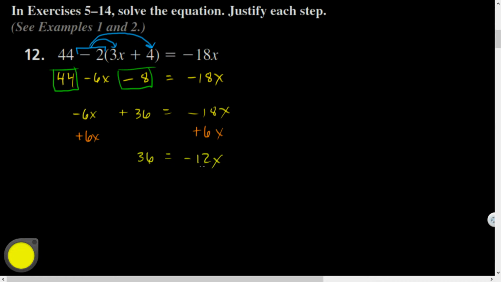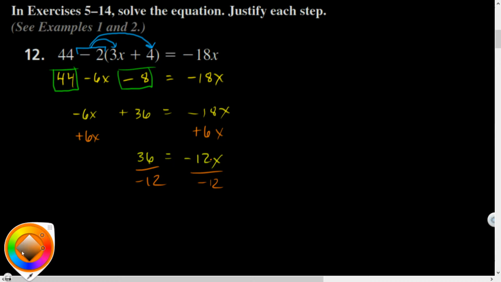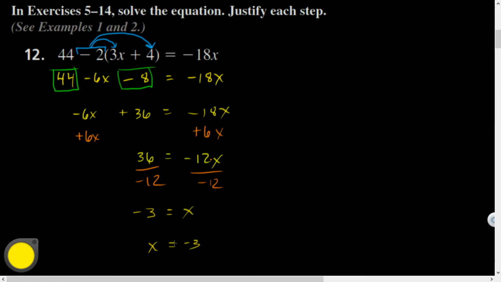Holden, what should I do now? Should I divide both sides by negative 12? I like it, yeah, because division is the inverse operation of multiplication. So it looks like negative 3 equals x, but that's how Yoda would say it. We would say it x equals negative 3.